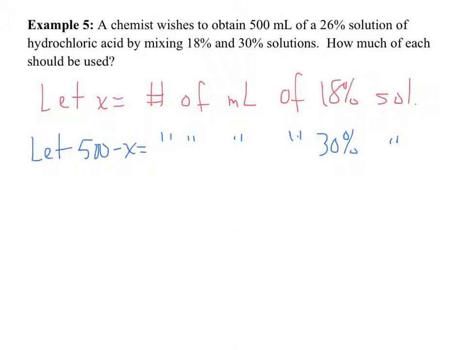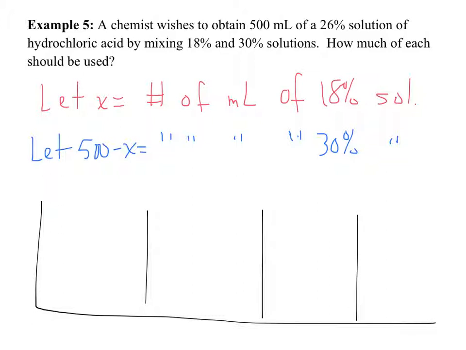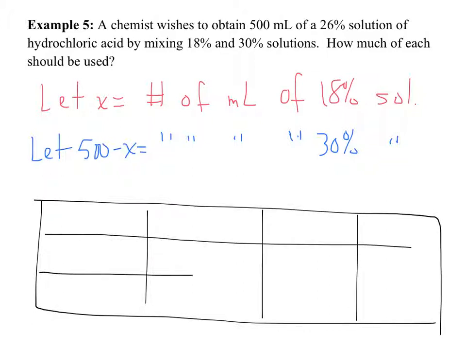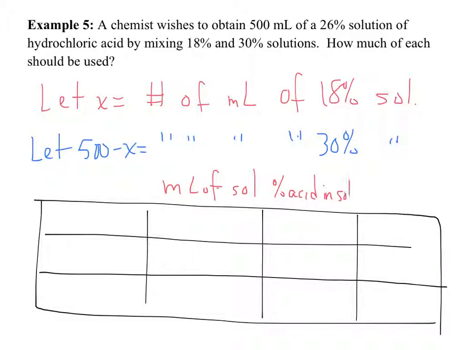Now, let's make a table together. In your table, let's put four columns and four rows, or three rows and a title, it doesn't matter. We're going to write above the table: we'll call this the milliliters of solution, we'll call this percent acid in solution, and we'll call this the milliliters of acid.